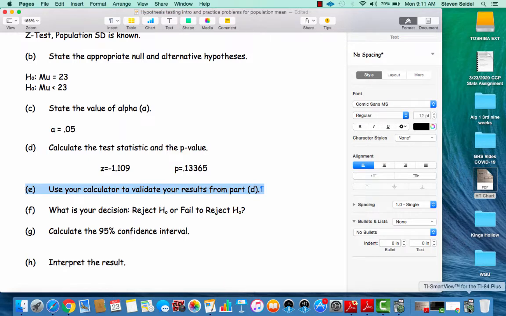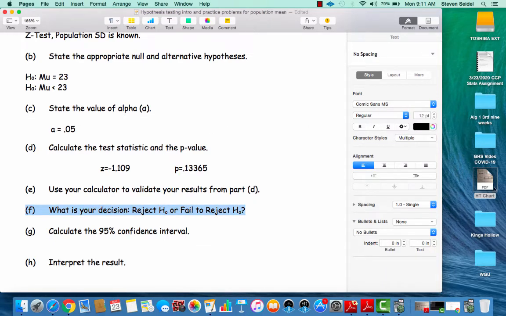Now, these next three parts. Okay, this is everything. What is your decision?